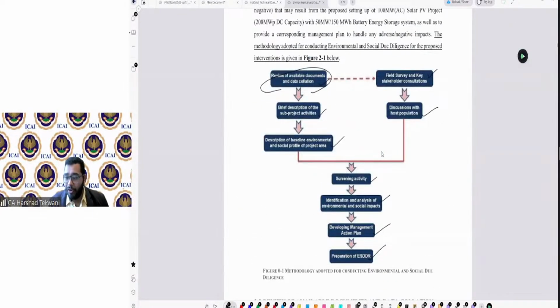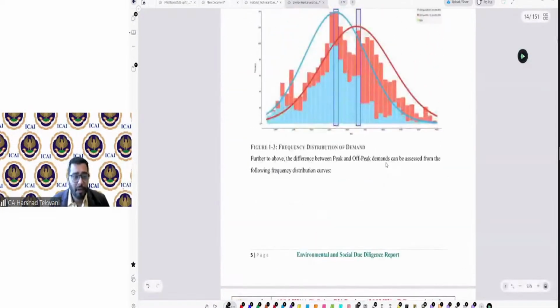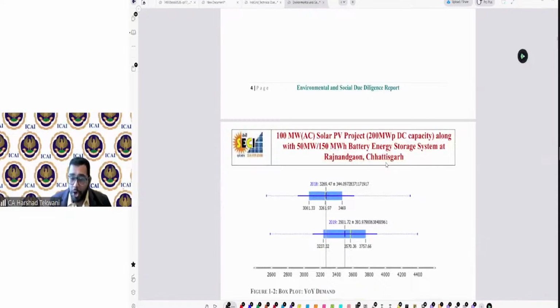Question: does a chartered accountant need any other qualification for due diligence? See, in the majority of cases, a lot of people ask me this question: do we need to have other qualification? It's not about the qualification, it's about the knowledge.